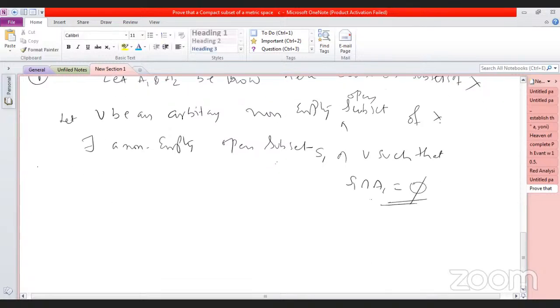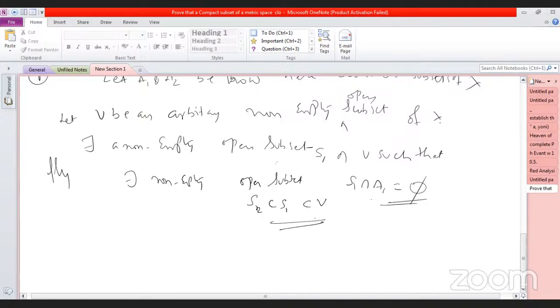Similarly, there exists a non-empty open subset S2 subset S1 subset V. So therefore S2 intersection A2 is non-empty. That is, A1 and A2 both have non-empty intersection.